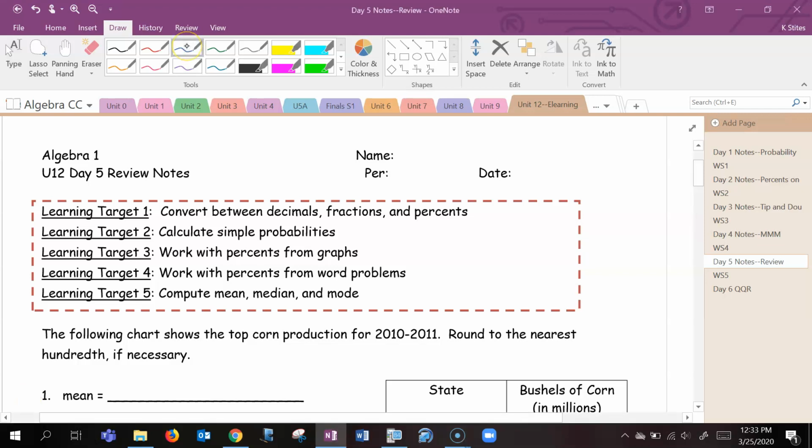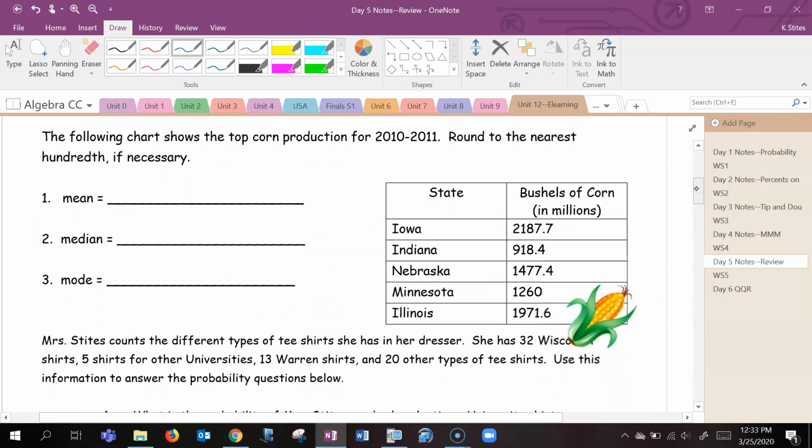Algebra 1. Today is our review day, and tomorrow you will be taking a quiz on Unit 12. So let's take a look at everything that you need to know for your quiz. Okay, your learning targets are listed right here. So the first thing we're going to do is practice mean, median, and mode.